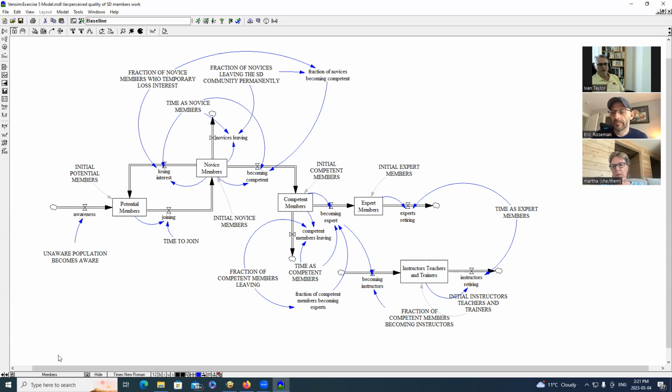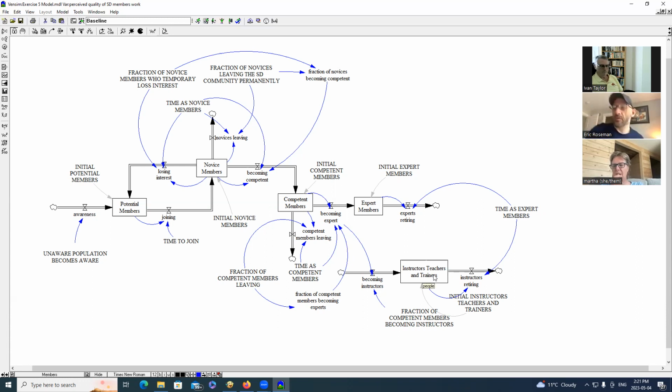Yeah, so I think what Eric's talking about is focusing in on this area here of instructors, teachers, and trainers, but making that volunteers rather than just instructors, teachers, and trainers. Is that correct, Eric? Yeah, I think that's fair.